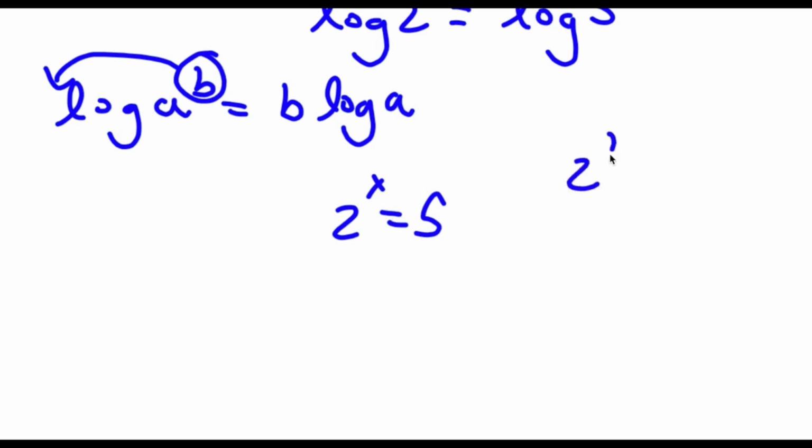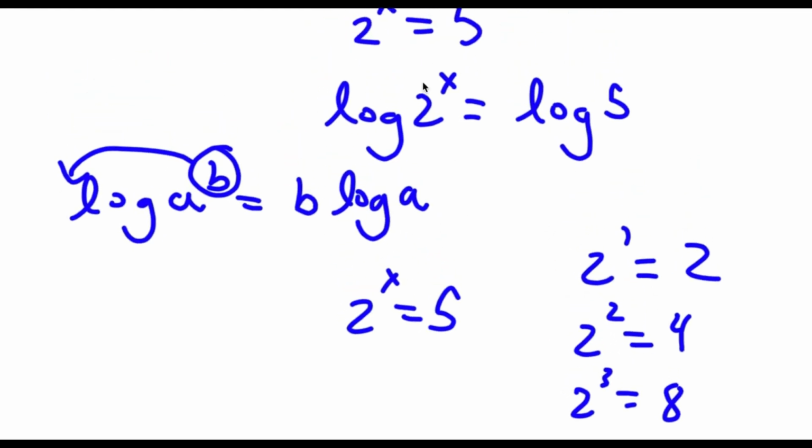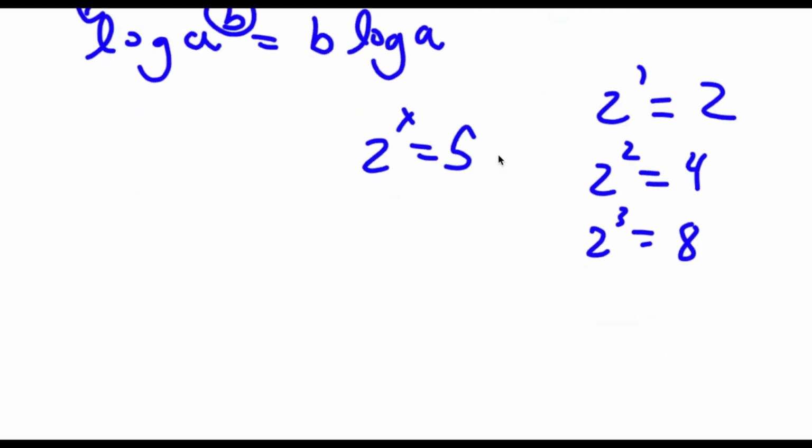2 to the power of 1, this is equal to 2, and 2 to the power of 2, this is equal to 4, 2 to the power of 3, this is equal to 8. So 5 is somewhere between 4 and 8, so the value of x is going to be somewhere in between 2 and 3, and it's going to be a decimal. So now by using this property, I can move x to the front, and then now I can find the real value of x, the exact value I mean.